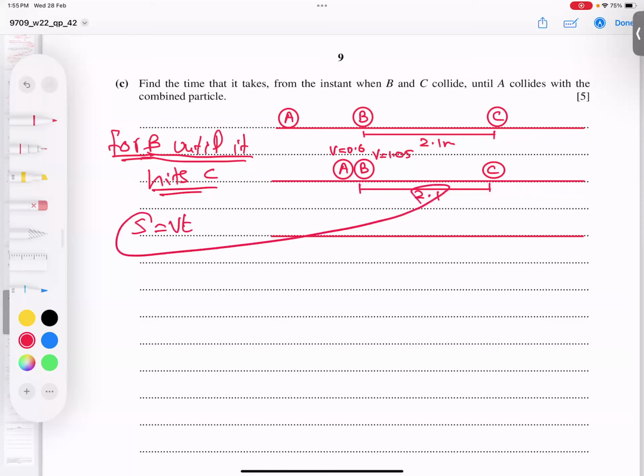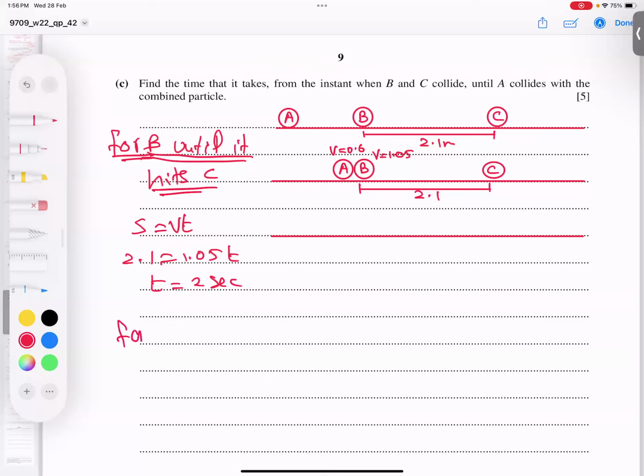So distance is 2.1, speed of B is 1.05, and time is what we need to know. It goes down and time becomes 2 seconds. It means that B will reach C in 2 seconds. That's very clear. So when it reaches C, I will start counting. I want to know how much A will travel, because ultimately A will hit the combined particles.